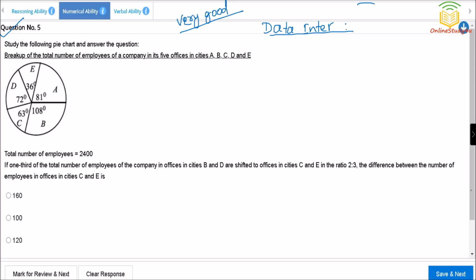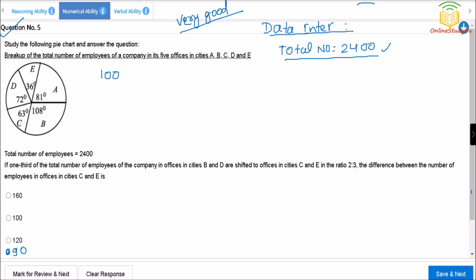Okay, so friends, one more option is hidden here. So it was 90, you can check there. Okay, now let me try to solve it here. Total number of employees is nothing but 2400. Okay, now friends, this angle and percentage I will tell you.